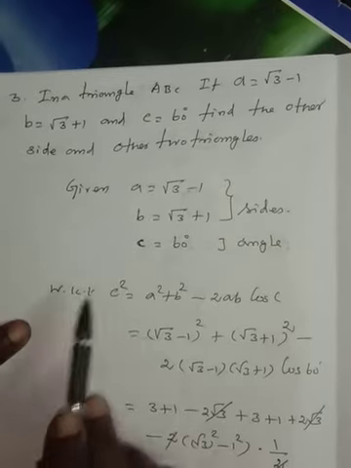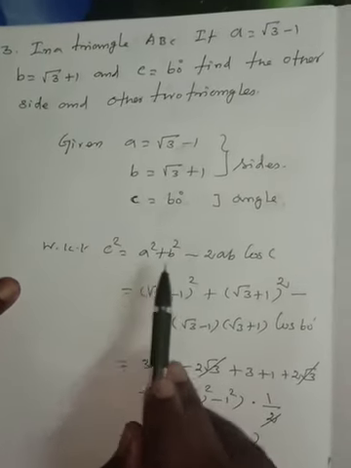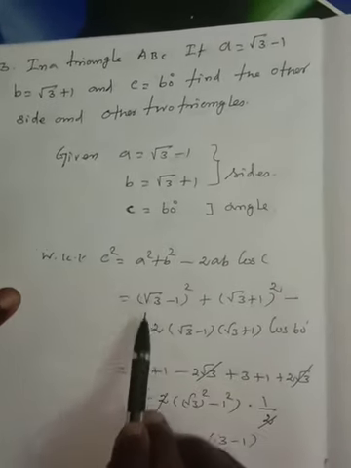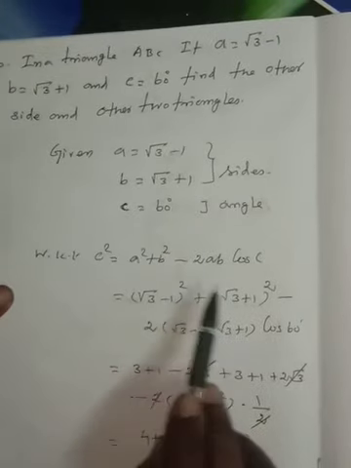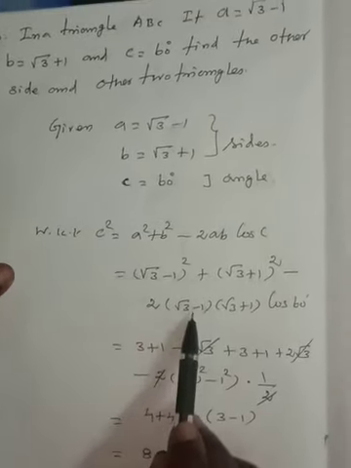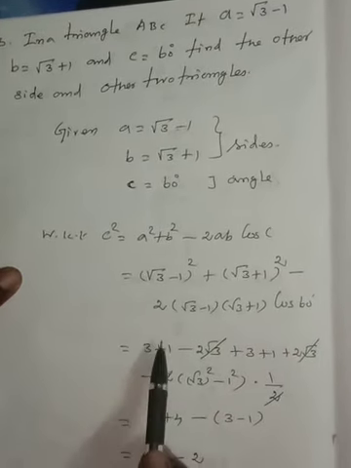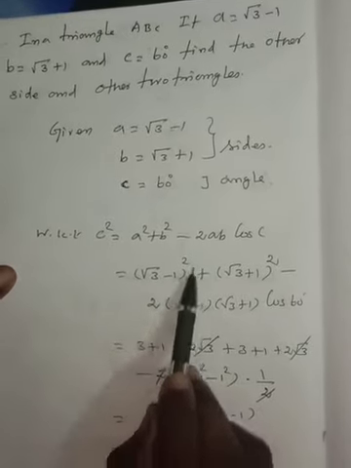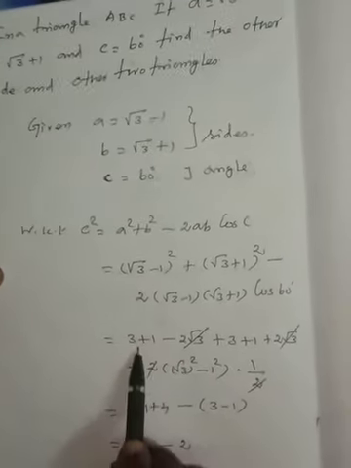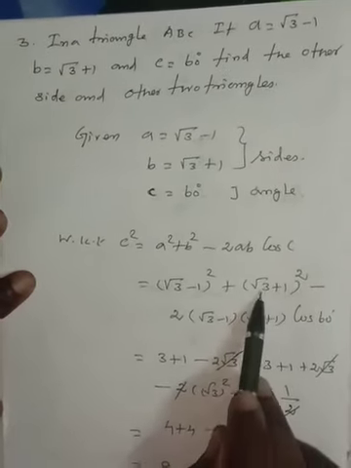We know the cosine formula using the sides and angle: c square is equal to a square plus b square minus 2ab cos C. a square is (root 3 minus 1) whole square, plus b square is (root 3 plus 1) whole square, minus 2 into a, which is root 3 minus 1, b is root 3 plus 1, into cos 60. Root 3 minus 1 whole square is a square plus b square minus 2ab.